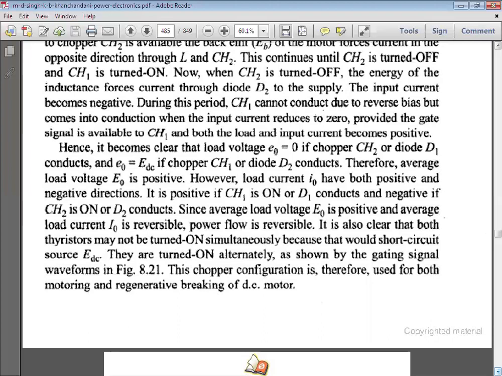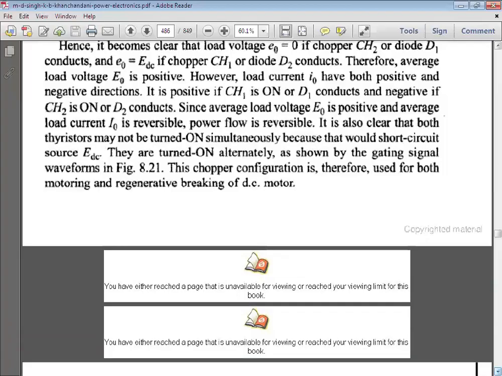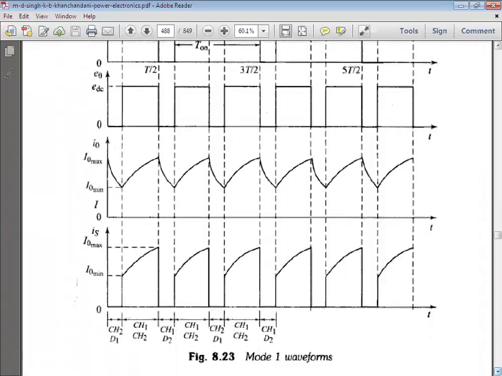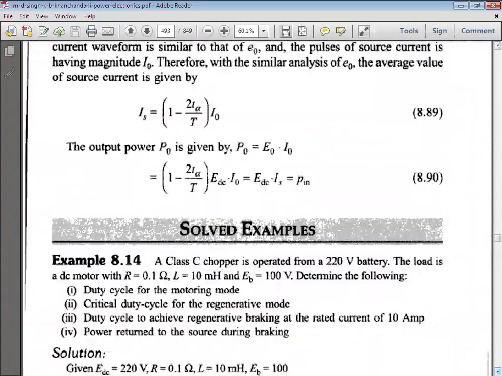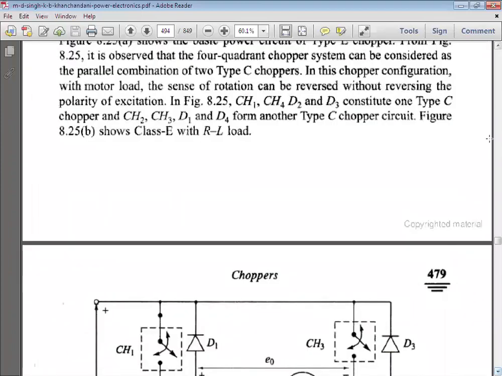When it is positive, it is positive when chopper 1 is on or diode D1 conducts, and it is negative if chopper 2 is on or D2 conducts. Okay, so this is about the class C. This type of configuration is used for both motoring and regenerative braking of a DC motor. There is no need to go through these points, though you can if you want, but as far as your final exam is concerned, they are not needed.